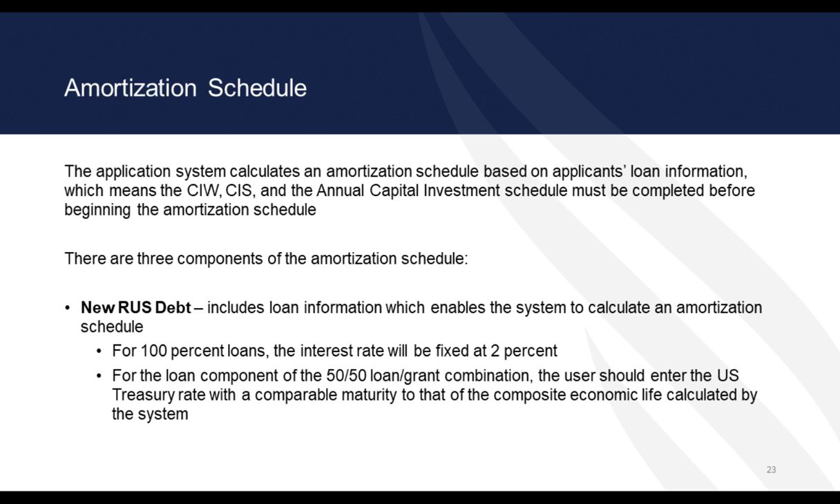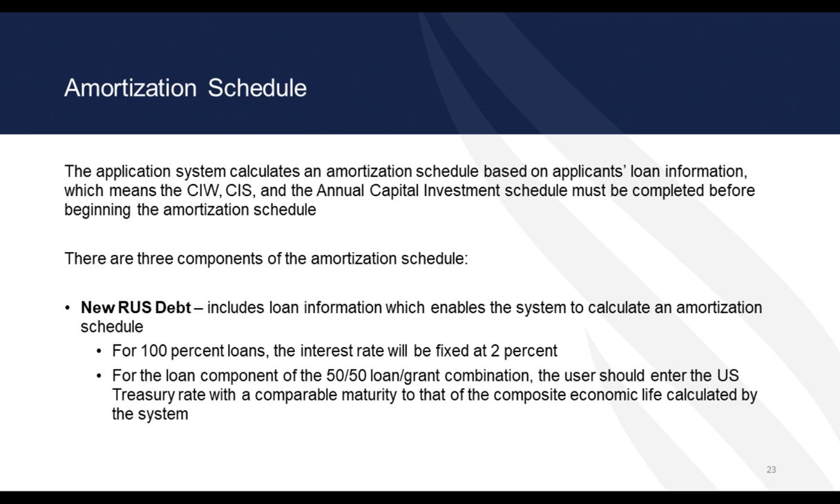There are 3 components of the amortization schedule. New RUS debt includes loan information, which enables the system to calculate an amortization schedule. A pre-populated table will show the total loan amount, loan term, deferral period, start date, and interest rate. For 100% loans, the interest rate will be fixed at 2%. For the loan component of the 50-50 loan grant combination, the user should input the U.S. Treasury rate with a comparable maturity to that of the composite economic life calculated by the system.